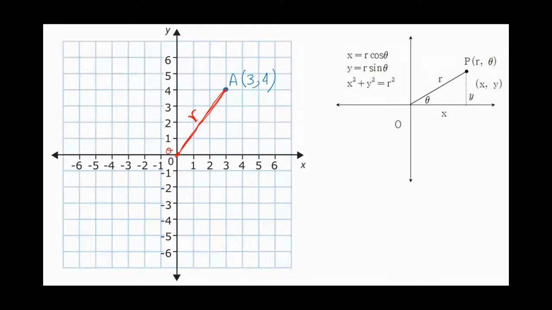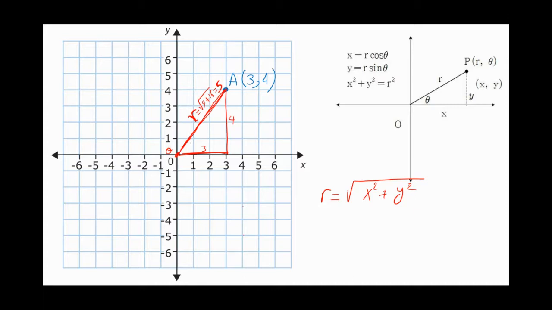Using the Pythagorean theorem. That's right, Muhammad. So R equals what? The root of x squared plus y squared. That's the Pythagorean theorem. So x here is 3 and y is 4. That means R equals the root of 9 plus the root of 16, sorry, the root of 9 plus 16. That's the root of 25. So R equals 5. So this is R.